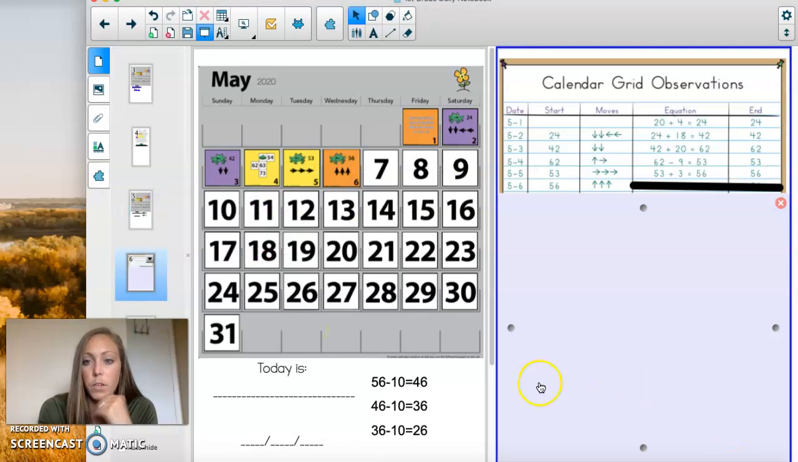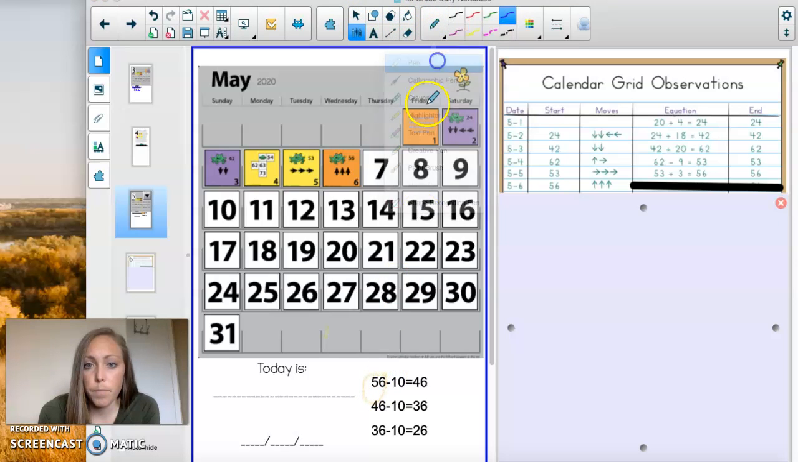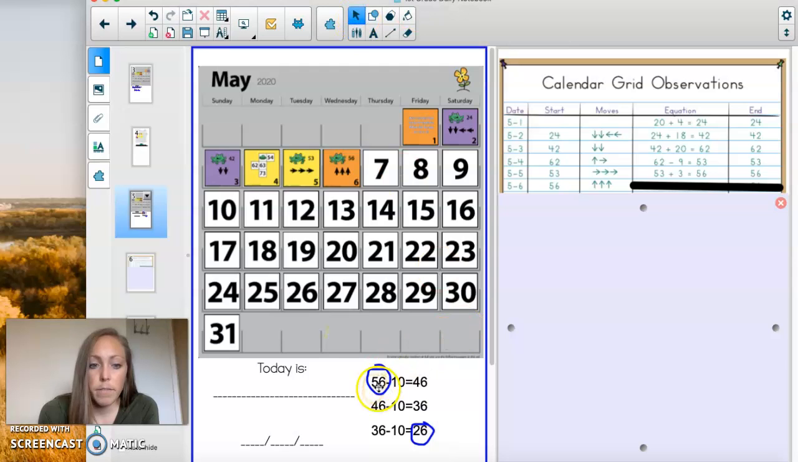So now, if we go back here to our calendar grid observations, we see that we only have 1 spot to write an equation in. Well, we just wrote 3 equations. He went all the way from 56 to 26. So instead of saying 56 minus 10 equals 46 and then doing 46 minus 10 and then 36 minus 10, what if we combined his 3 hops together?